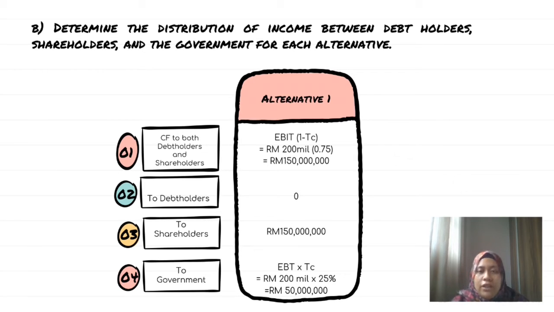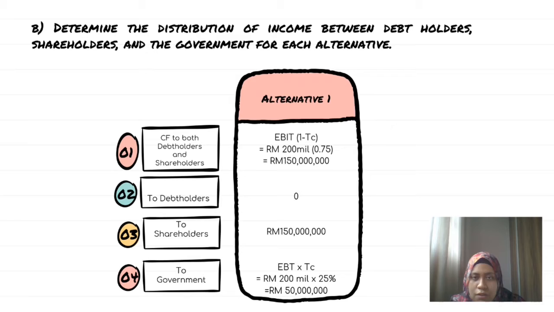Okay, the first step for alternative one is to find the cash flow. The formula that we're going to use is earning before interest and tax times 1 minus tax rate. So cash flow for alternative one is 150 million. For the second step, cash distribution to debt holder, we get 0 because in this alternative one we don't use any debt, so this is why it's 0. And for the shareholder, we will give all the remaining cash flow, which is 150 million.